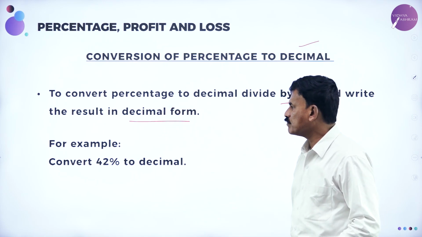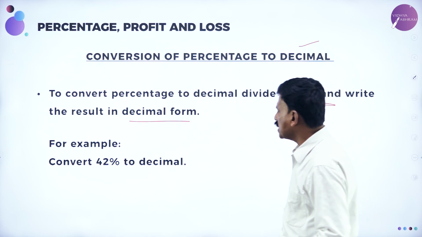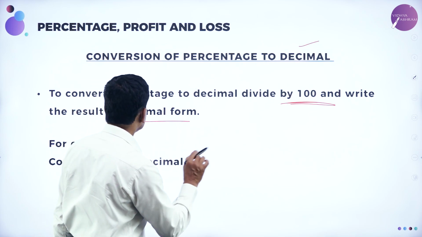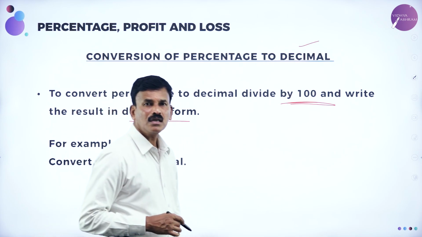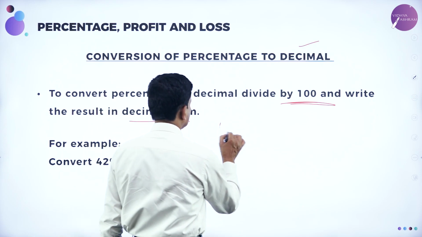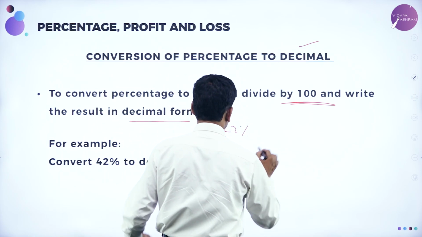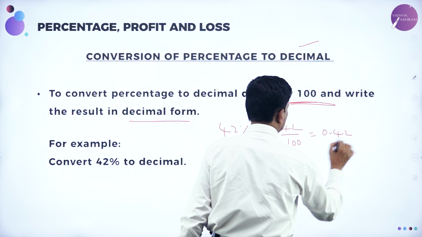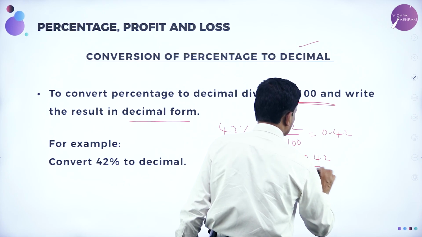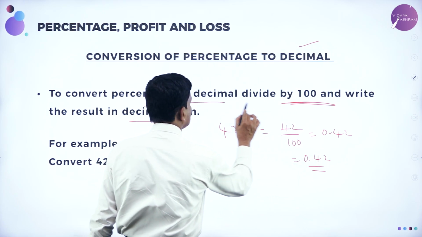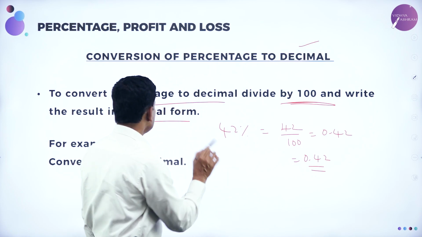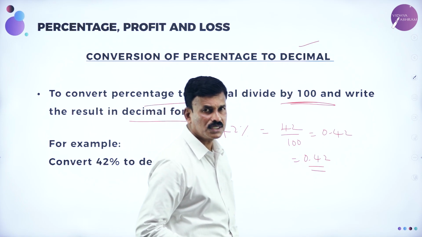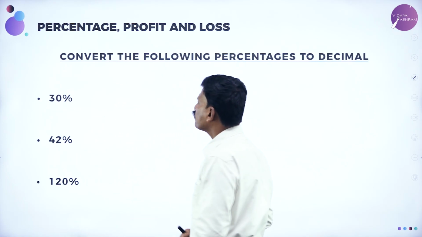Now, let us take an example. Convert 42% into decimal form. So, divide by 100 first and write the result in the decimal form. Okay. Now, convert 42% into decimal, that's equal to 42 divided by 100, which is nothing but 0.42. So, this is how the percentage can be converted into the decimal form. 42% is equal to 0.42. Right. Now, let us take a few more examples.